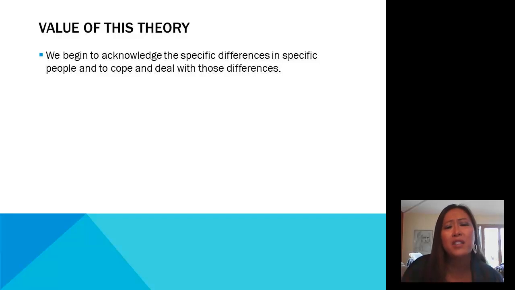The value of this theory is that we begin to acknowledge the specific differences in specific people and to cope and deal with those differences. So, Jung's theory of psychological types explains that the seemingly chance variation in the way humans behave is not in fact due to chance. It is the logical result of a few basic observable preferences.